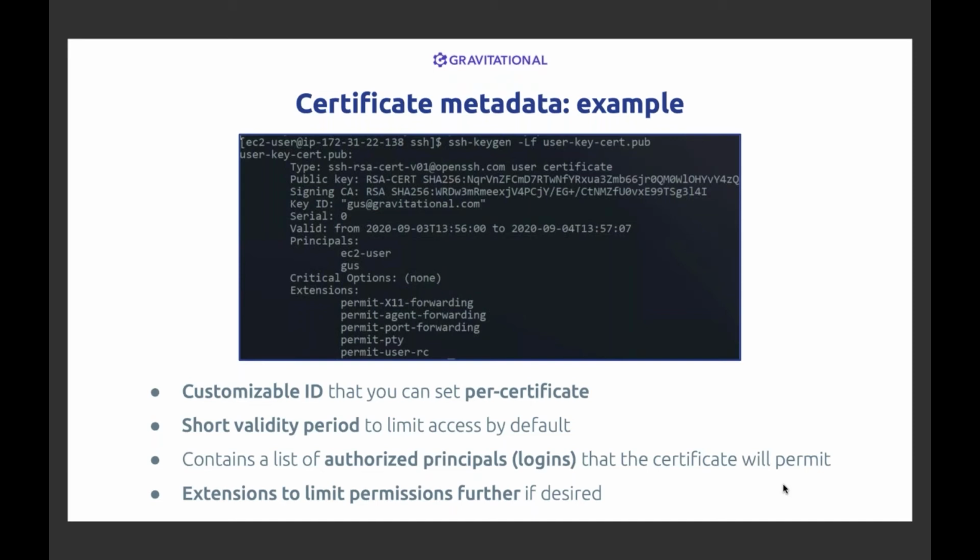And there are other extensions on the certificate as well. So this one has permit X11 forwarding for graphical applications, older graphical applications. It allows the forwarding of an SSH agent. You can disallow that if you don't want people to be forwarding their agents all over the place. It allows port forwarding. It allows interactive terminals, and it allows you to manage a user RC file. So those are optional extensions that you can include on certificates as well. Next.